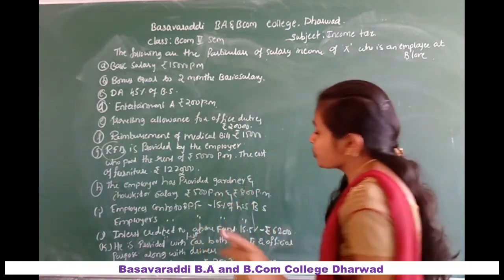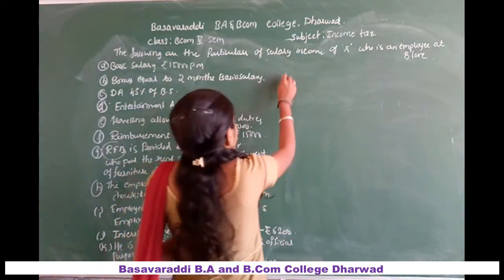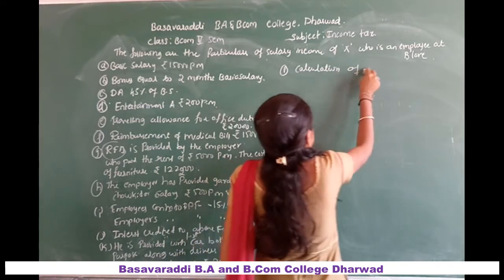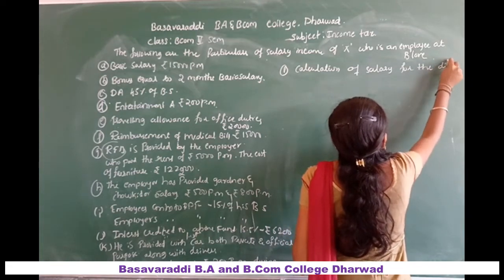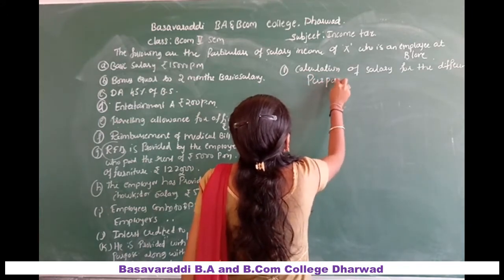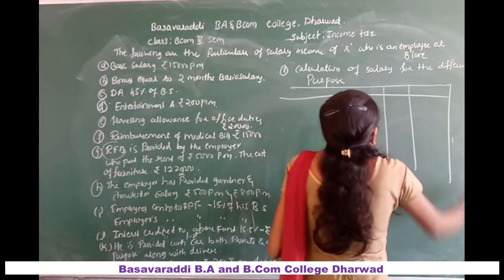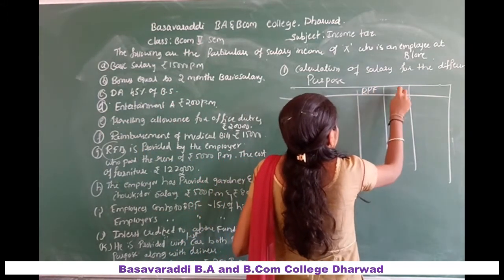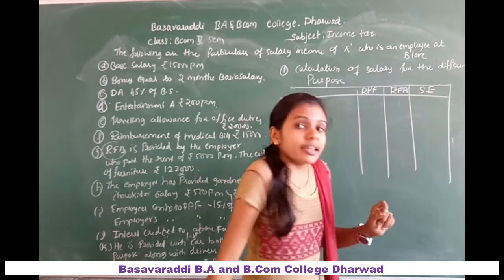Now we will move on to the first working note, that is computation or calculation of salary for the different purposes. Working note number 1, calculation of salary for different purposes. First one, RPF, recognized provident fund, and then RFA, rent free accommodation, is the specified employee.